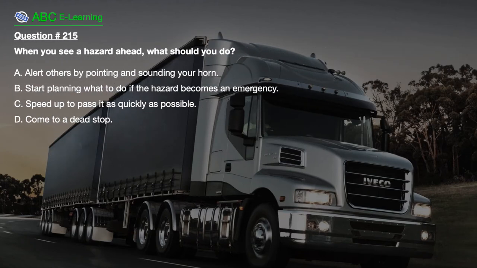Question number 215. When you see a hazard ahead, what should you do? A. Alert others by pointing and sounding your horn. B. Start planning what to do if the hazard becomes an emergency. C. Speed up to pass it as quickly as possible. D. Come to a dead stop.